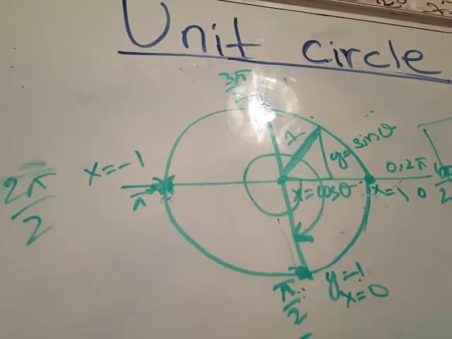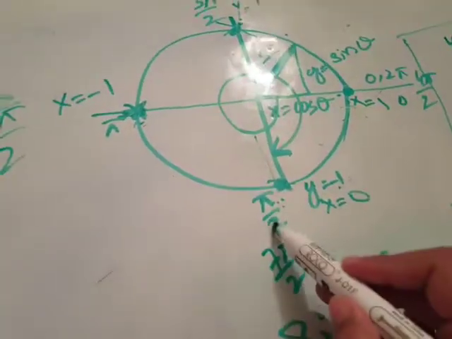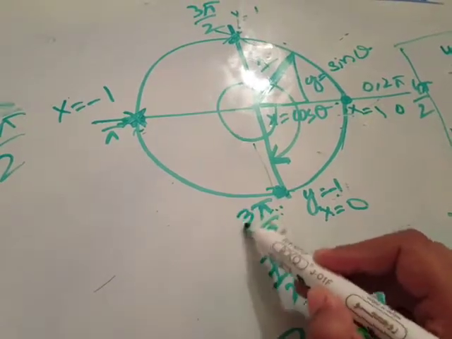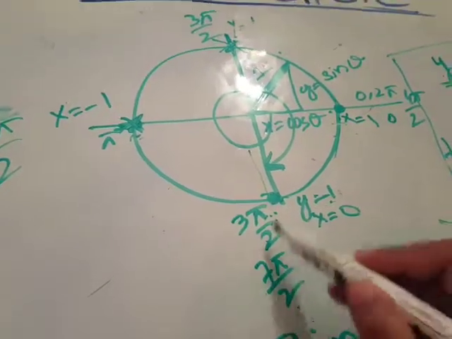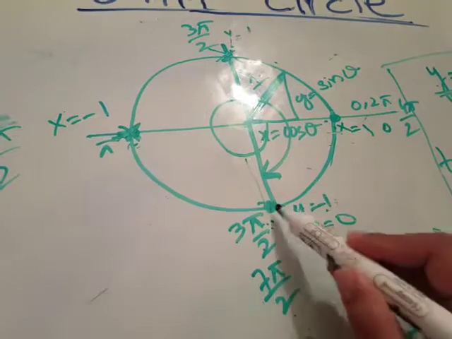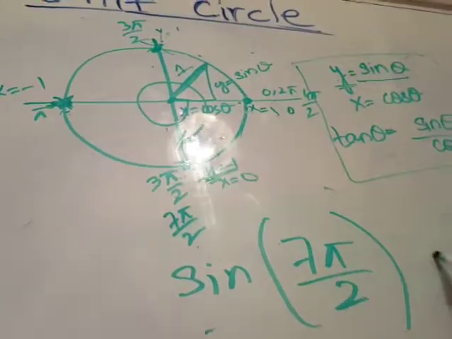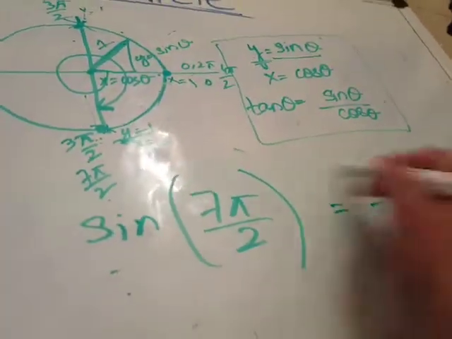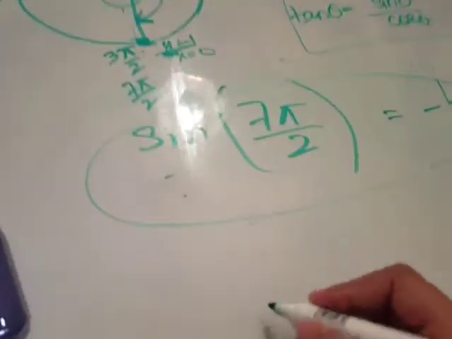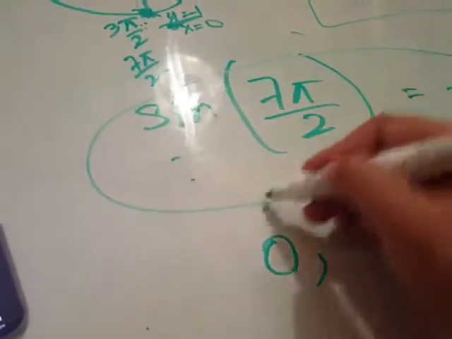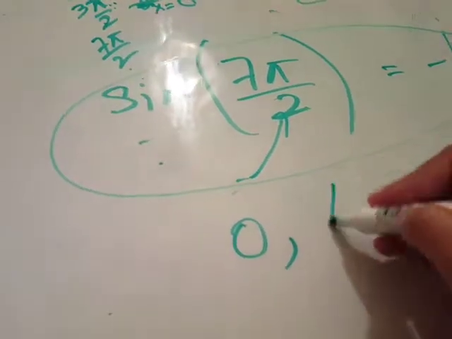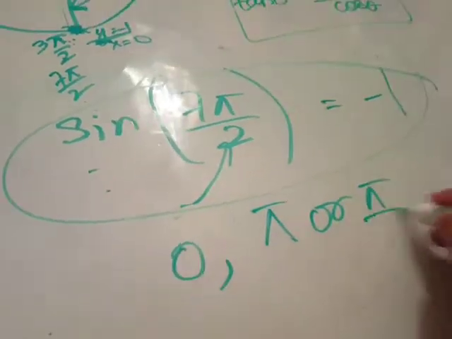Right? So the 7 pi by 2 value and the 3 pi by 2 value are the same. Right? So what is y at this point? It is minus 1. So the value of sine 7 pi over 2 is minus 1. These are easy questions where the angles are multiples of 0, pi or pi by 2. So it's very easy.